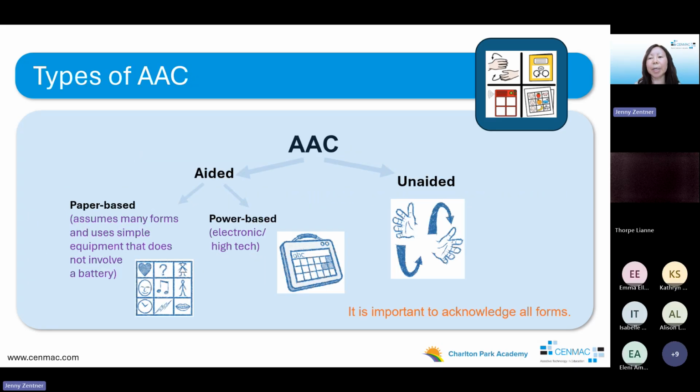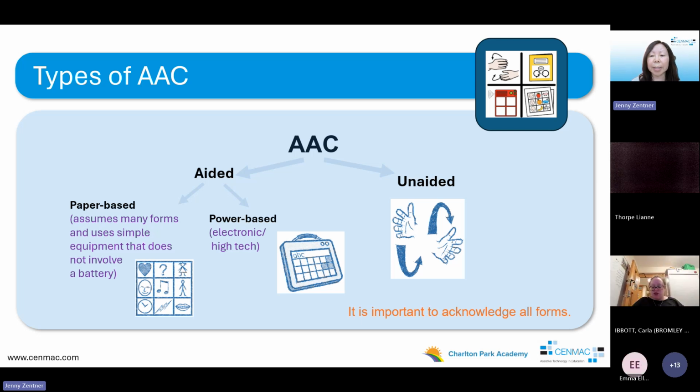There are different types of AAC. These can be categorized as aided or unaided. It's likely that the child or young person and their home and education environment use a range of different AAC. It is important to acknowledge all types of AAC. Unaided communication includes gestures, facial expressions, body language, signing. Aided communication includes paper-based and power-based AAC.